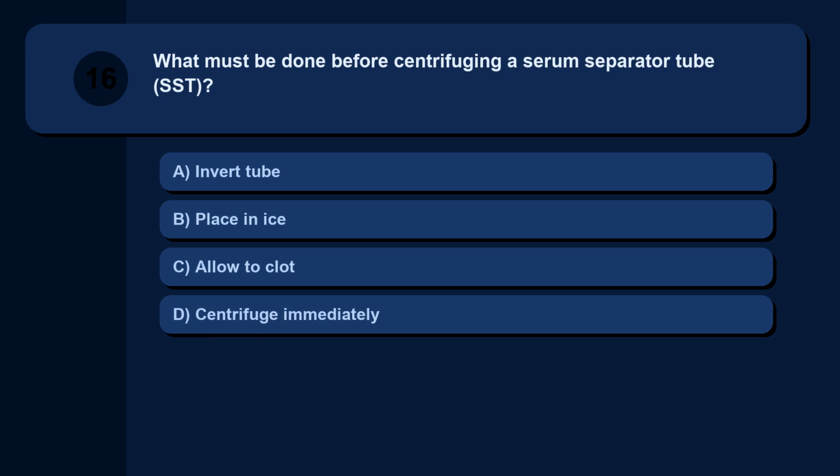Question 16. What must be done before centrifuging a serum separator tube, SST? Invert tube. Place in ice. Allow to clot. Centrifuge immediately.